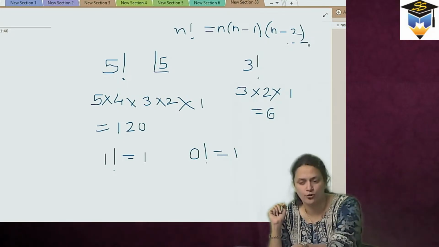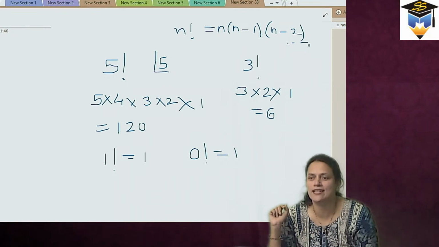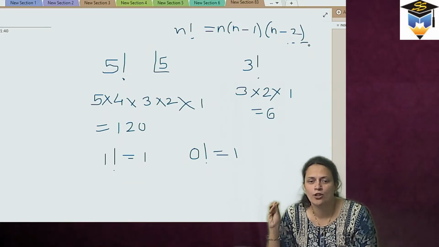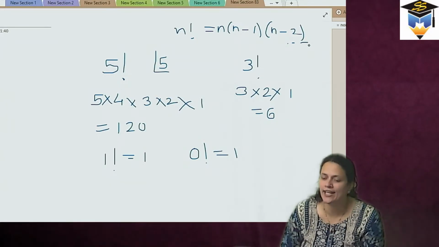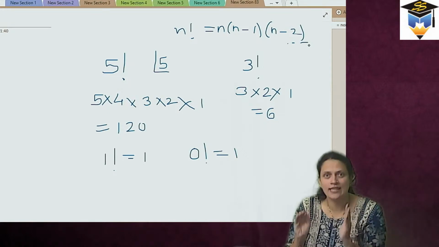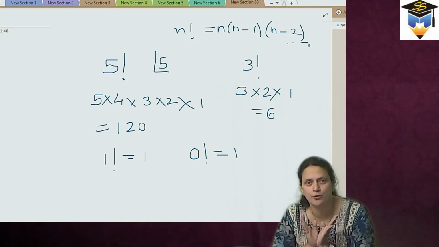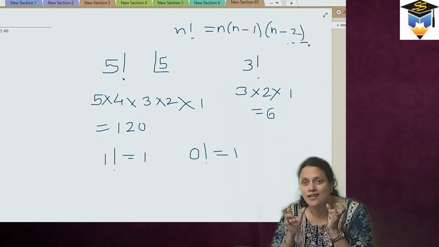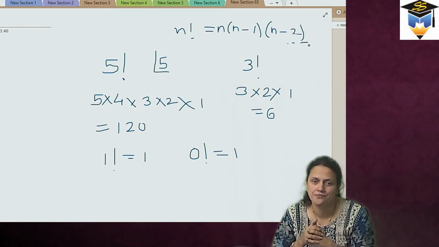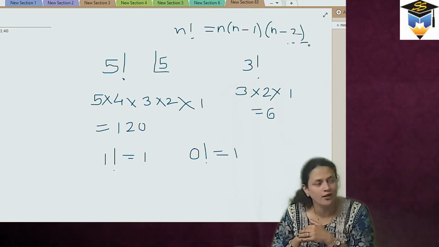Give the heading as factorial. Write all these factorials as examples. Give the heading as factorial because you should know this before you know the concept of permutations. Factorial is the key for finding out permutation. Okay, give the heading as factorial.